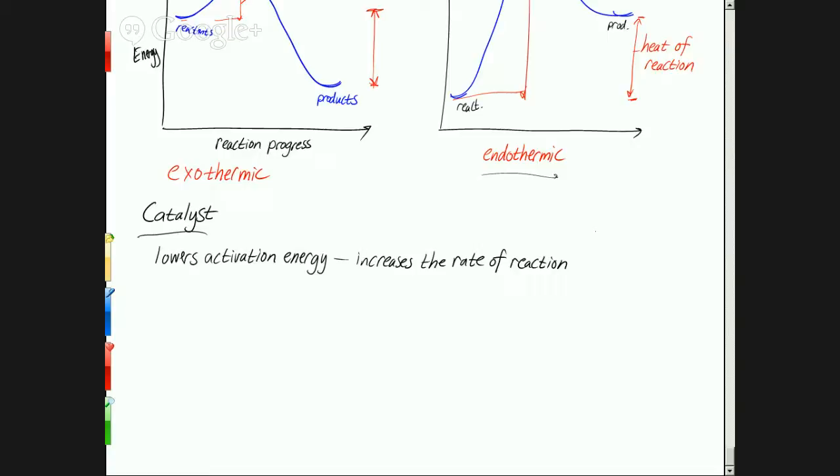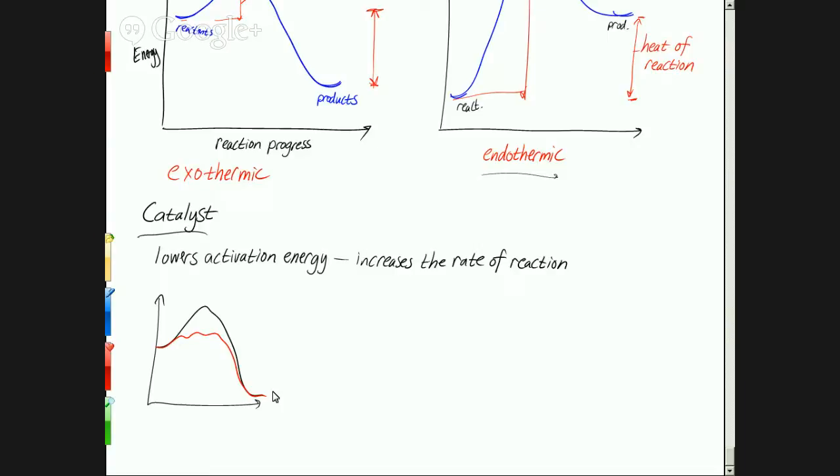So it lowers that hump in the middle. If this is your normal, non-catalyzed reaction, your catalyzed reaction gives you a lower activation energy. And I put a couple extra humps in there because the way that it does that is by allowing the reaction to proceed but via a different mechanism.